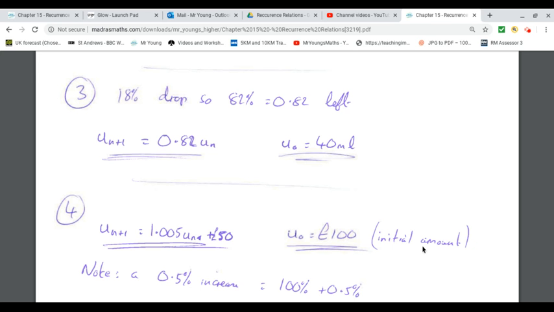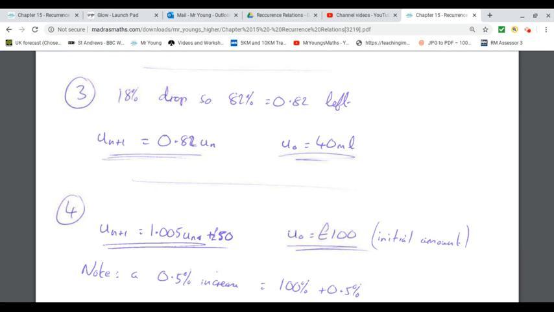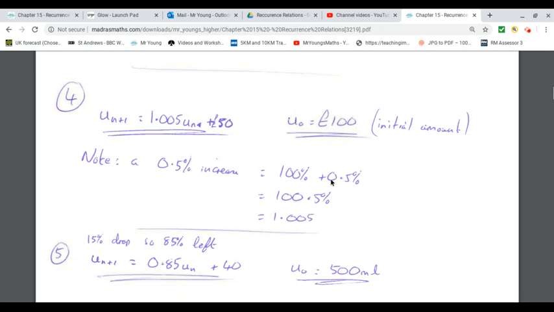Hi guys, Higher Maths, Exercise 15B from the recurrence relations topic. So I'm going to go over questions 4 and 5 here.